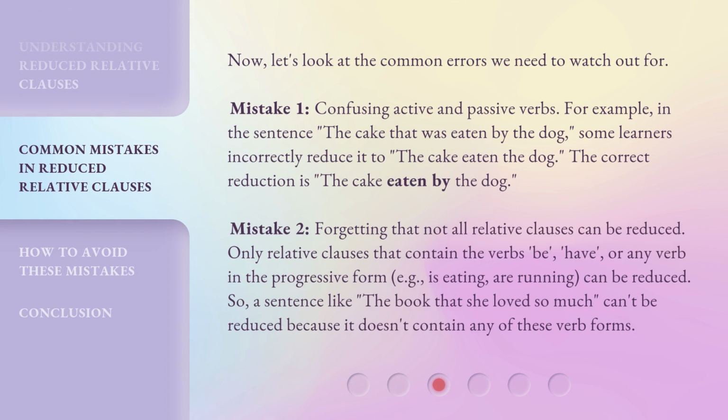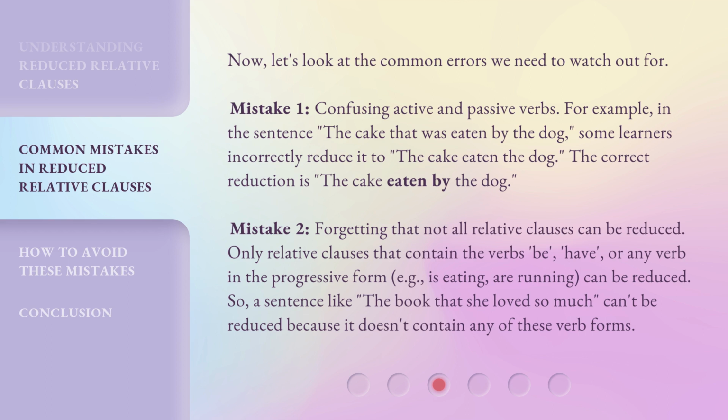Now, let's look at the common errors we need to watch out for. Mistake 1. Confusing active and passive verbs. For example, in the sentence, the cake that was eaten by the dog, some learners incorrectly reduce it to the cake eaten the dog. The correct reduction is the cake eaten by the dog.